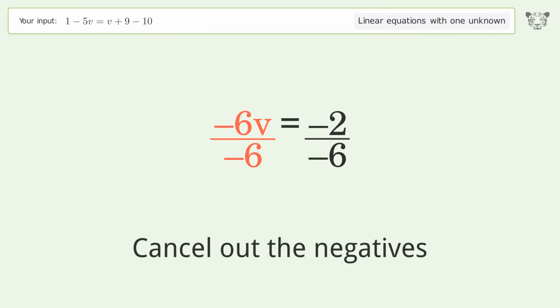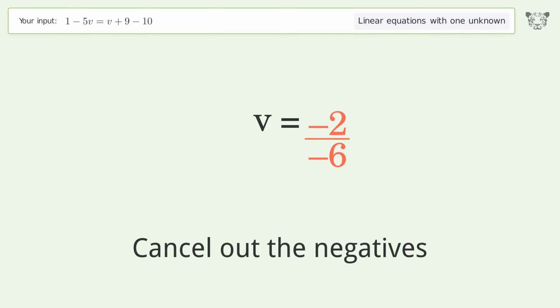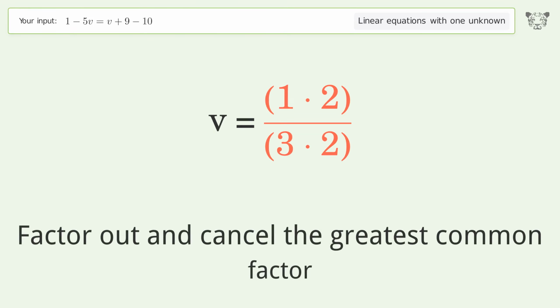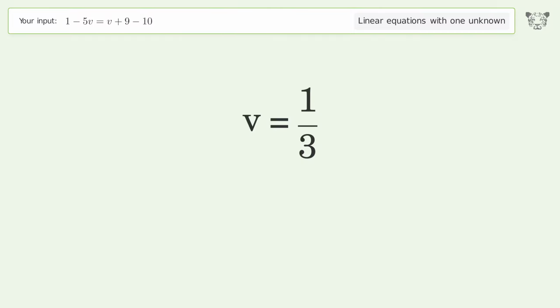Cancel out the negatives. Simplify the fraction. Cancel out the negatives. Find the greatest common factor of the numerator and denominator. Factor out and cancel the greatest common factor. And so the final result is v equals 1 over 3.